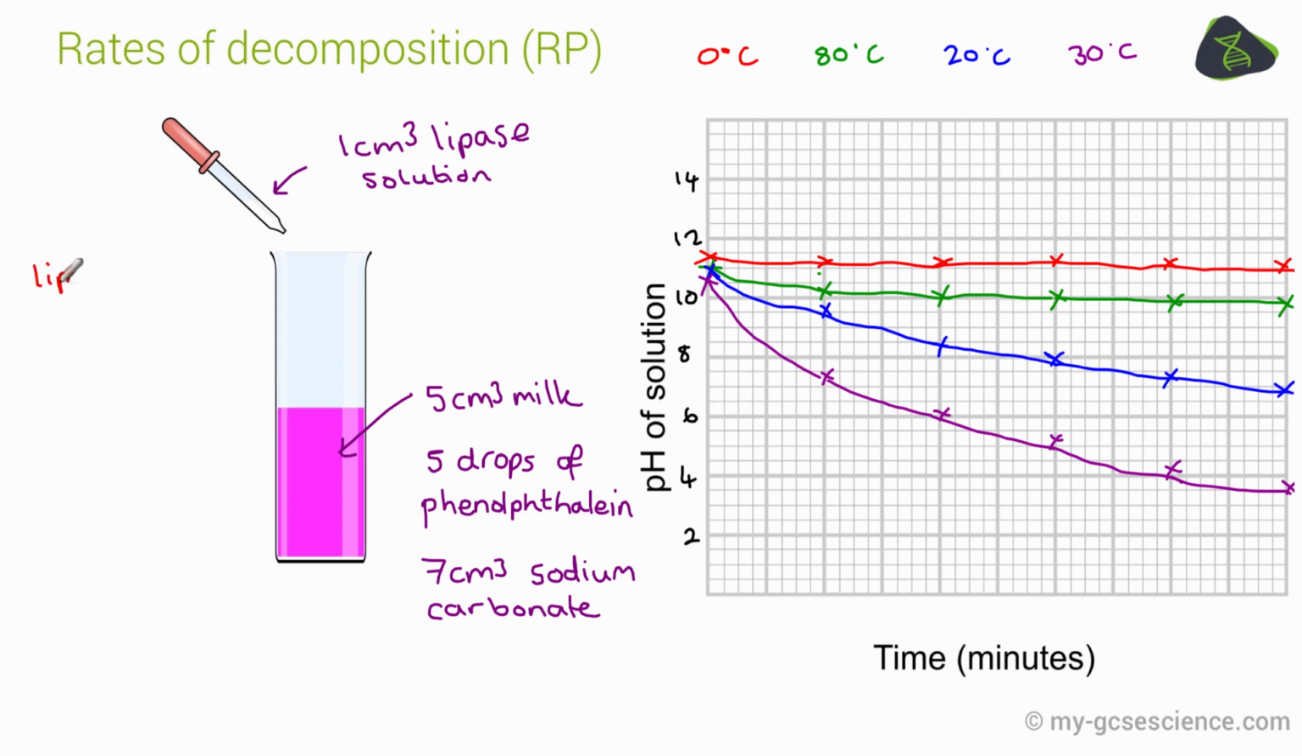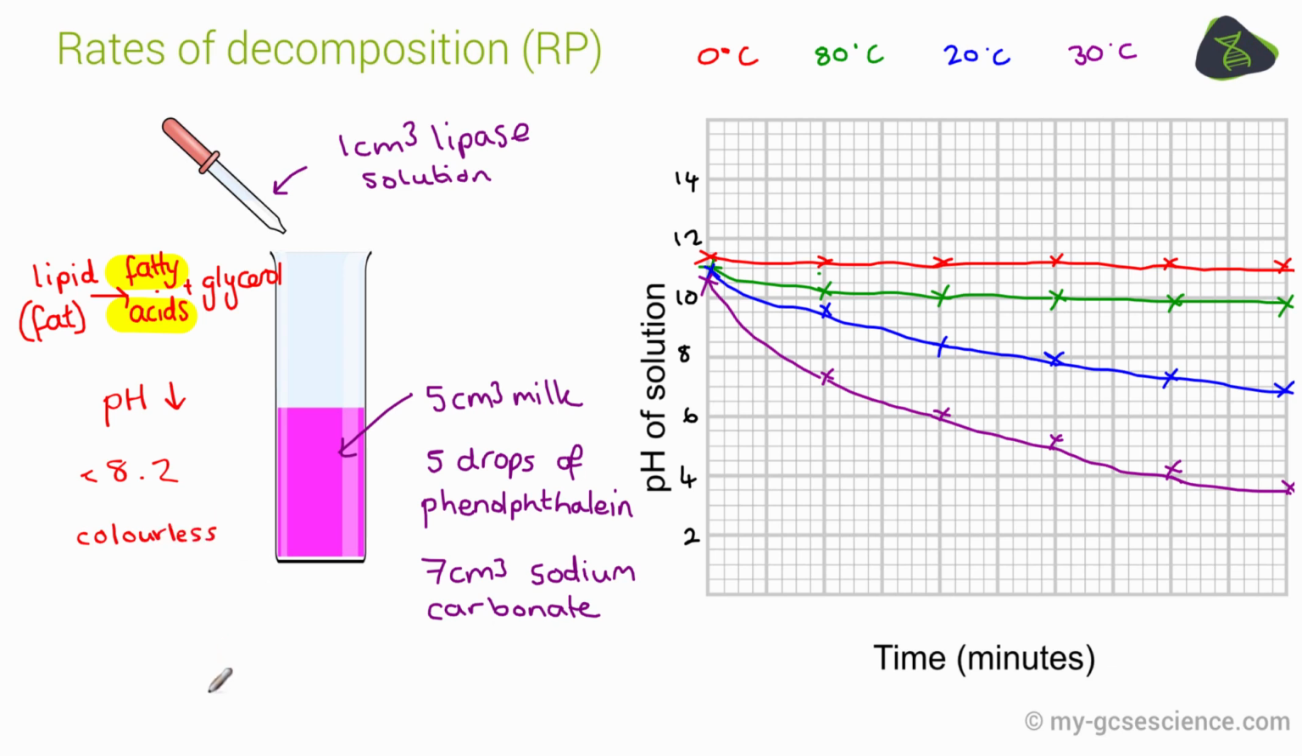So lipase, once added, will break down the lipids or the fats in milk into fatty acids and glycerol. And what we're really concerned about here is the production of these fatty acids, because as the solution becomes more and more acidic, the pH drops. And if it falls to below 8.2, the pink phenolphthalein will turn colourless. The faster that happens, the better the enzyme is working, the faster the rate of decomposition.